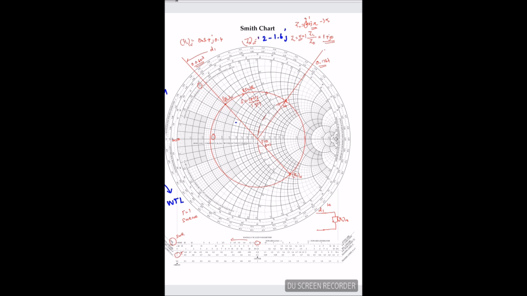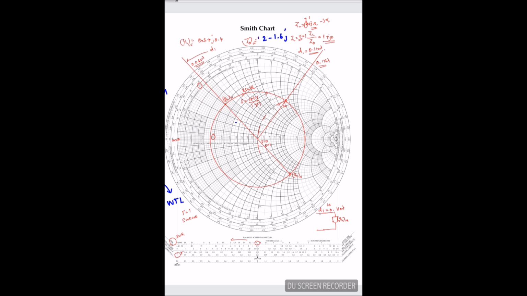So if I move a distance d1 from the load, I will get the wavelength that is approximately the difference between these two. d1 I will get approximately 0.110 lambda. Okay, so this is my distance. So from the load admittance, if I move a distance of 0.110 lambda, I will reach this r equal to g equal to 1 circle. So now half of the match is done.